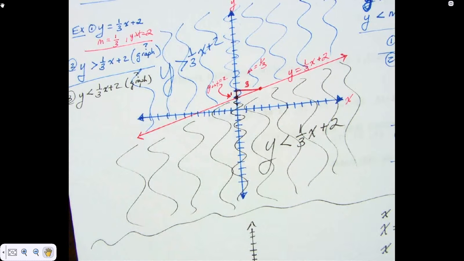Anybody else need it up here? Okay, then we'll move up to right here.